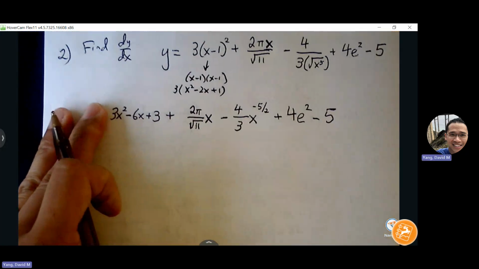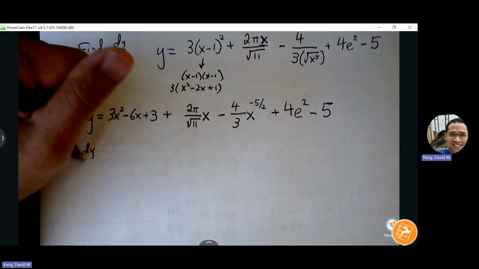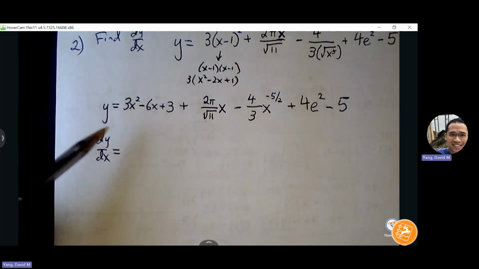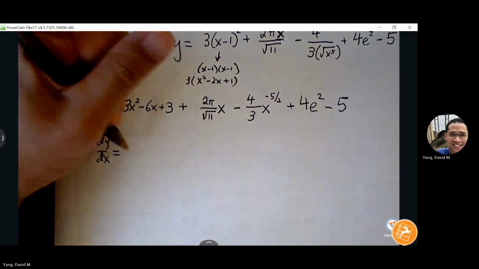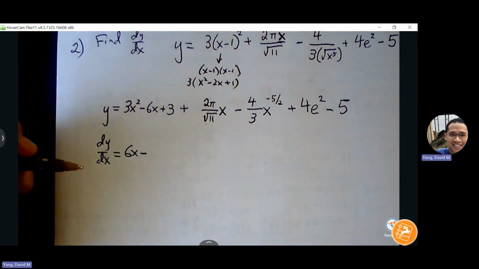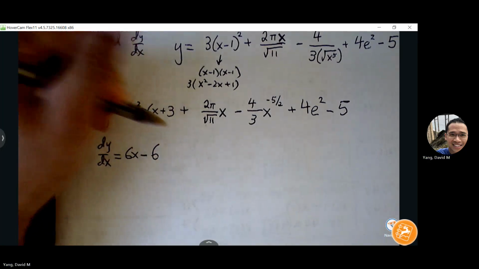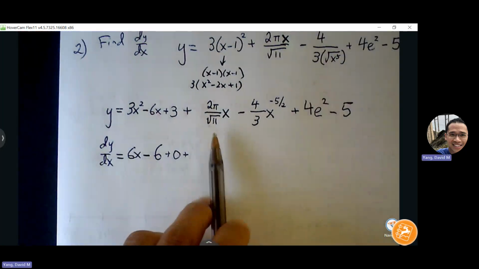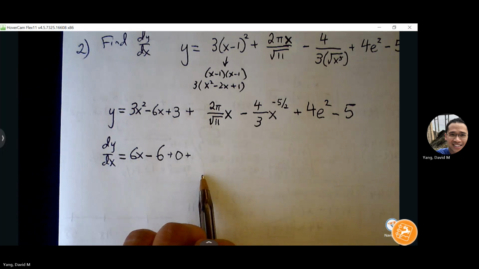Okay, every term is set up nice and ready for us to apply power rule. Let's find the derivative. So every term, we're going to go through power rule. 3x squared becomes 6x, 6x becomes 6, 3 goes to a 0. What's the derivative of 2 pi over root 11x? 0.